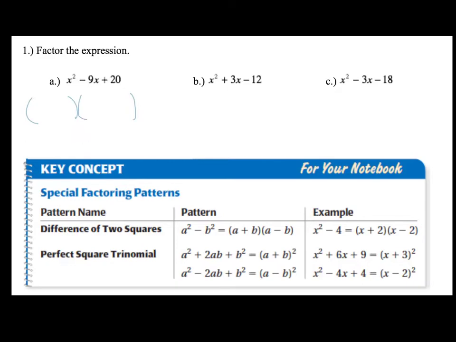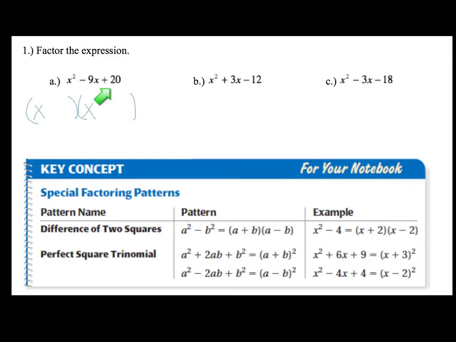To figure out what we need, we have to think in reverse. So our first term is x squared, and I know that that comes from multiplying the first term in each binomial. So I'm thinking to myself, what would multiply to x squared? And the answer is x times x. So my first term in both binomials must be x.